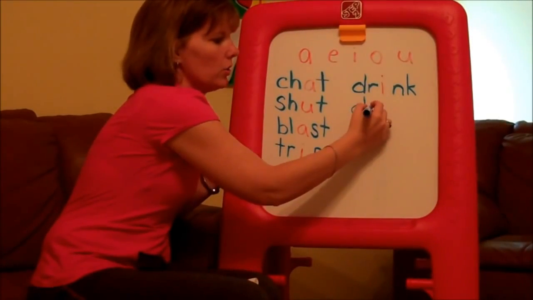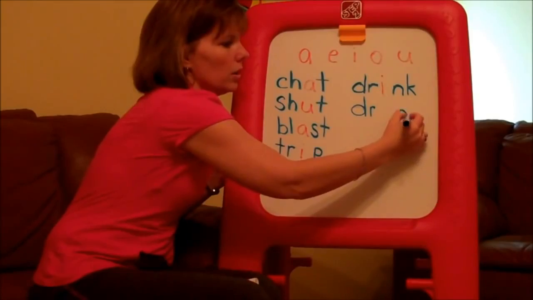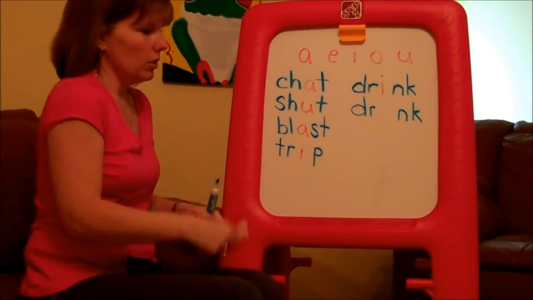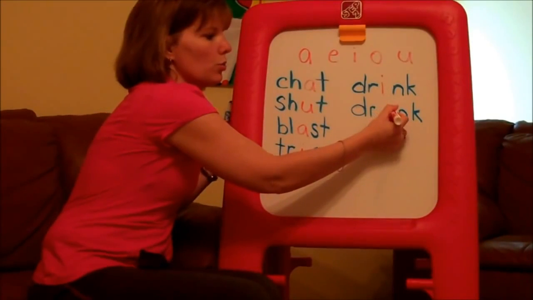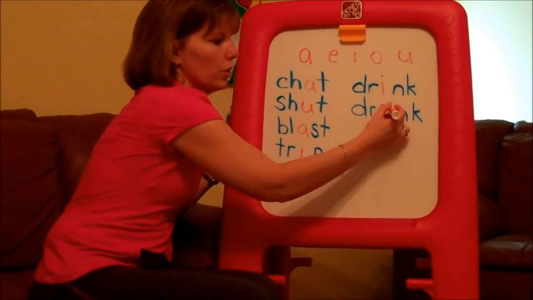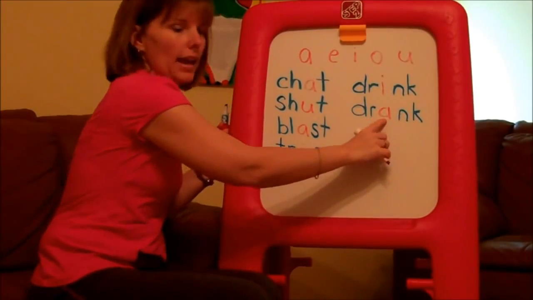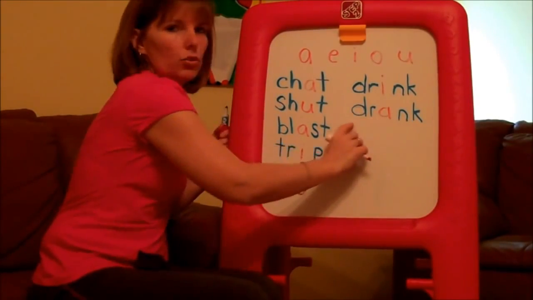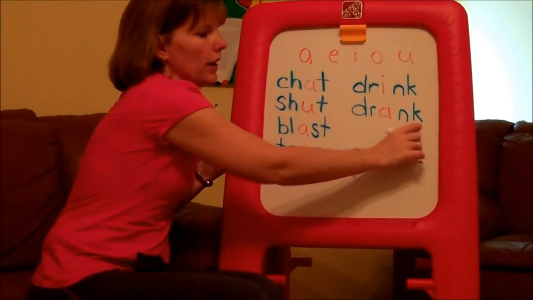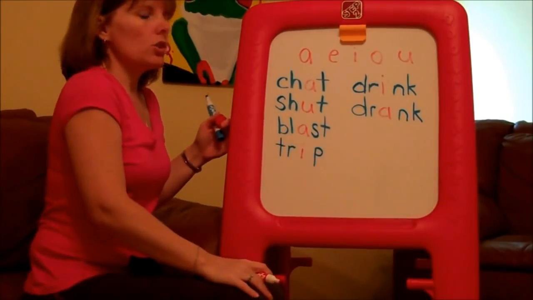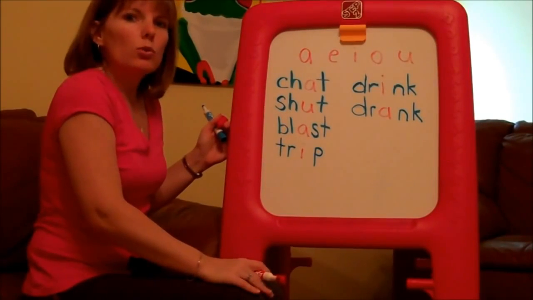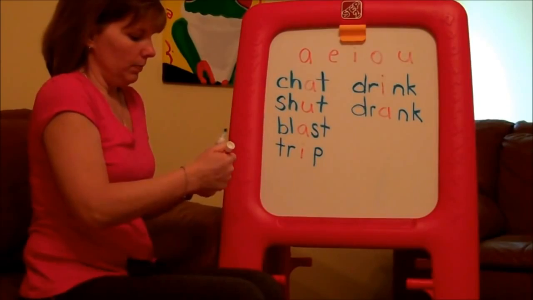When you're starting out, you can also keep the same beginning and ending and just change the vowel sound. Now, if they were going to do this with the correct A, it would be drank, and that does not make sense. Drank. And I always teach my students to start with the short vowel sound first. And if that doesn't make sense, then go to the long vowel sound.